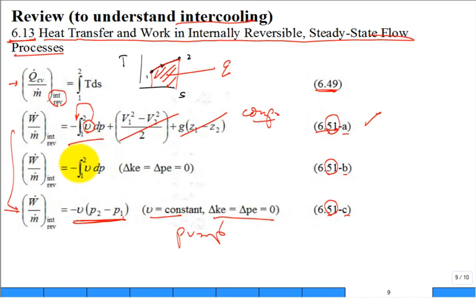I see I'm out of time, aren't I? I'm going to have to pick this up next time. Can you promise me to go look in this chapter 6.13? Yeah, that section. Just review these equations. That tells the story of why we want intercooling, and it'll reduce the work per unit mass for the same increase in pressure. Thank you for your attention. I'll pick up there next time.